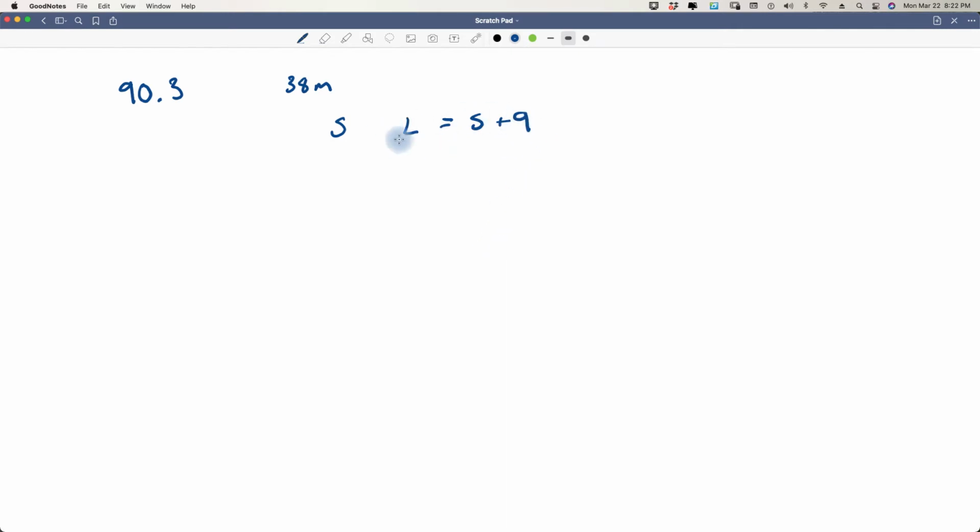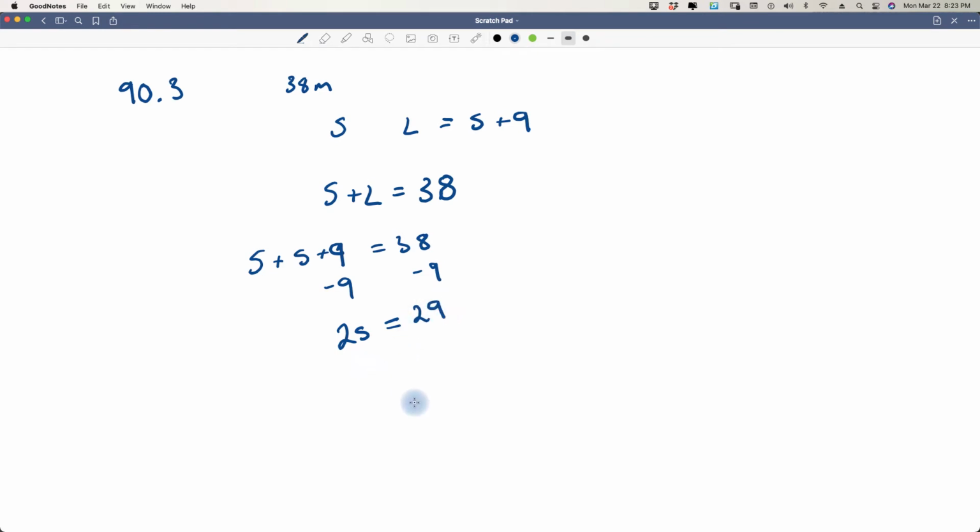The two added together is 38 meters. So we can say that the short piece plus the long piece equals 38 meters, right? But we know the long piece is 9 meters longer than the short piece, so we can sub this in for the long piece. So the short piece plus the short piece plus 9 equals 38. So we can combine these two and subtract 9 from both sides. 2 times short piece equals 29.